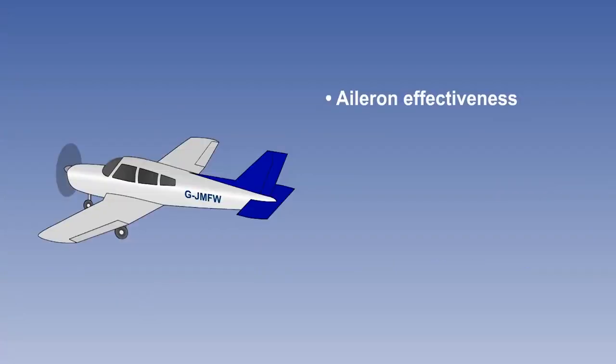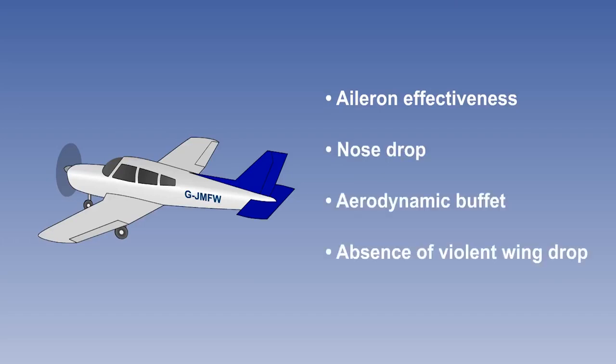aileron effectiveness, nose drop, aerodynamic buffet, and absence of violent wing drop. Despite these advantages, for large jet transport aircraft, a rectangular wing planform would impose unacceptable bending moments and would be less efficient at higher speeds.